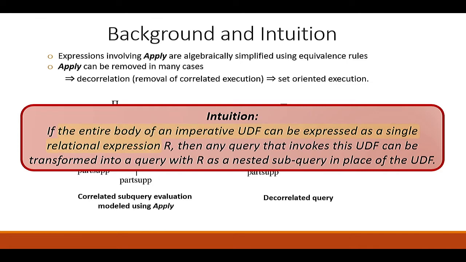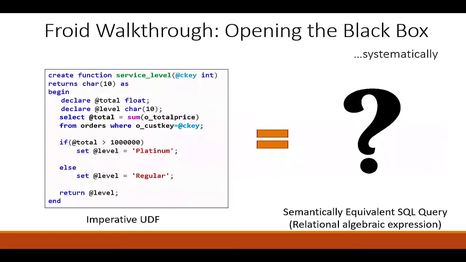So then the crux of the problem now becomes how can you take an imperative user-defined function and express it as a single algebraic expression. So the rest of my talk is about how you open up the black box user-defined function in a systematic way so that the optimizer can play its tricks on it. So again, I'm using the same example, but a simplified one. There is only platinum and regular here. I've removed the gold for simplicity. So I'll just give a walkthrough using this example.